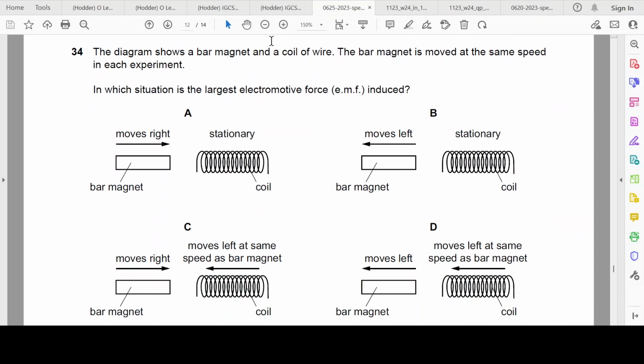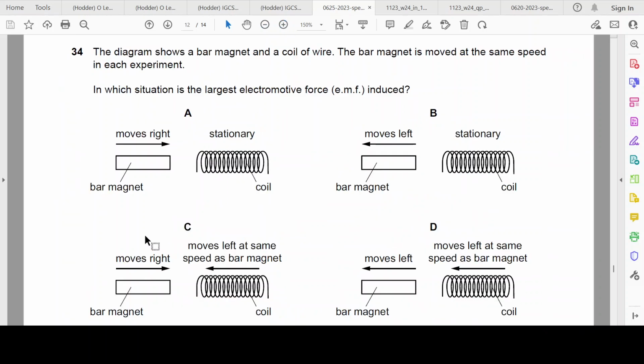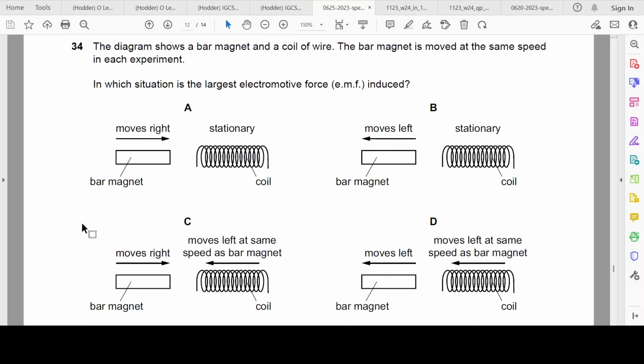All right, question 35. The diagram shows a bar magnet and a coil of wire. The bar magnet is moved at the same speed in each experiment, so just keep that in mind. Speed is the same. In which situation is the largest electromotive force induced?